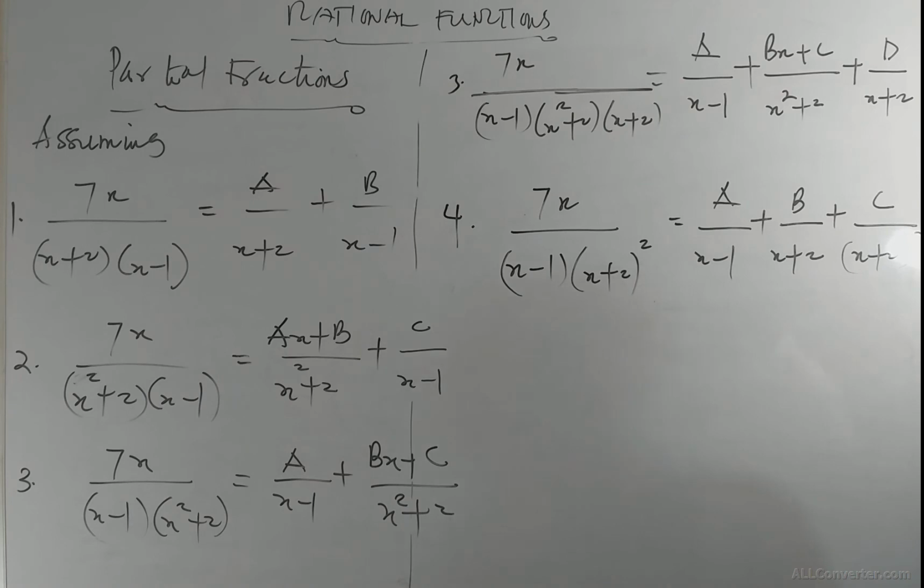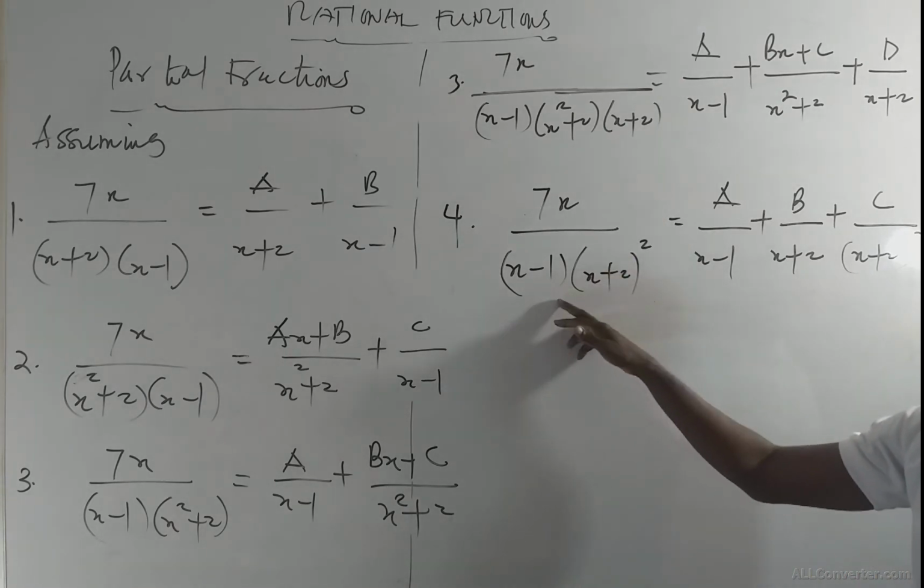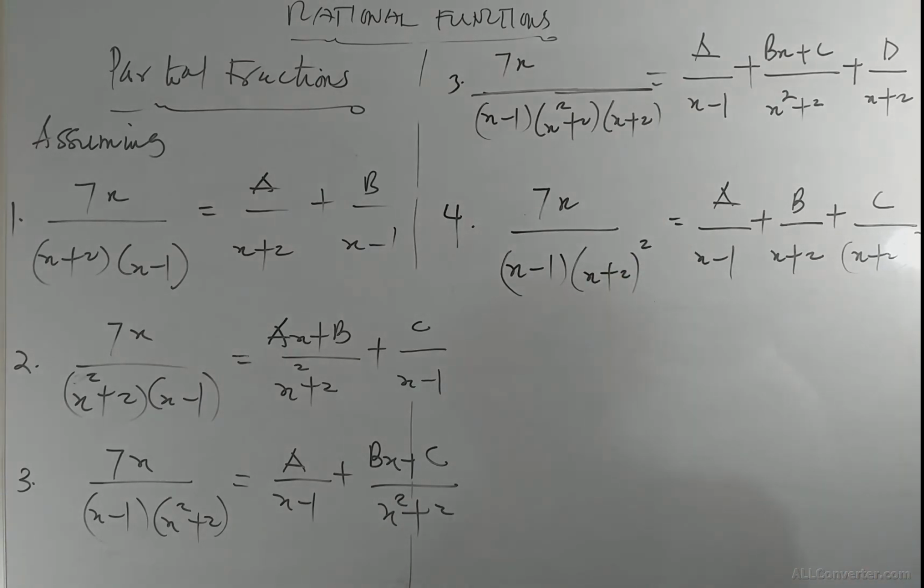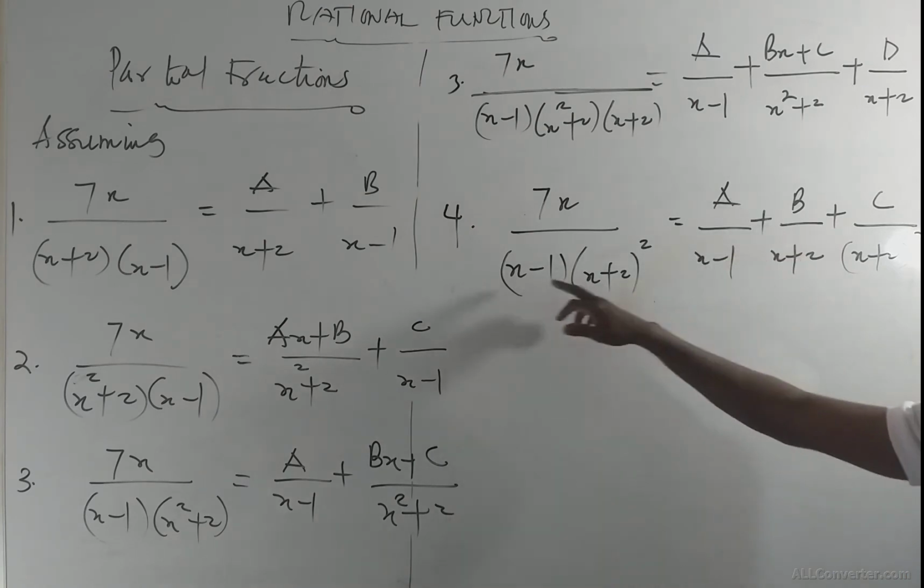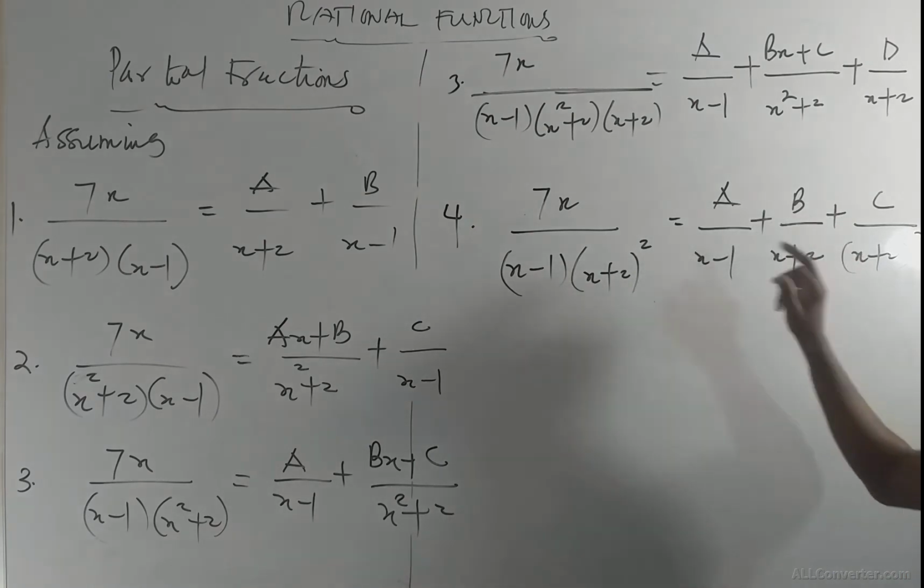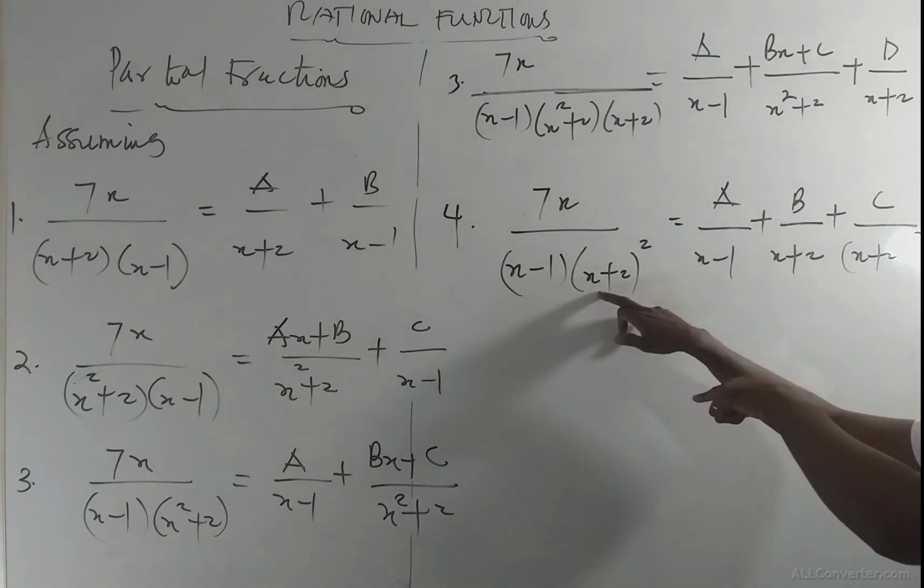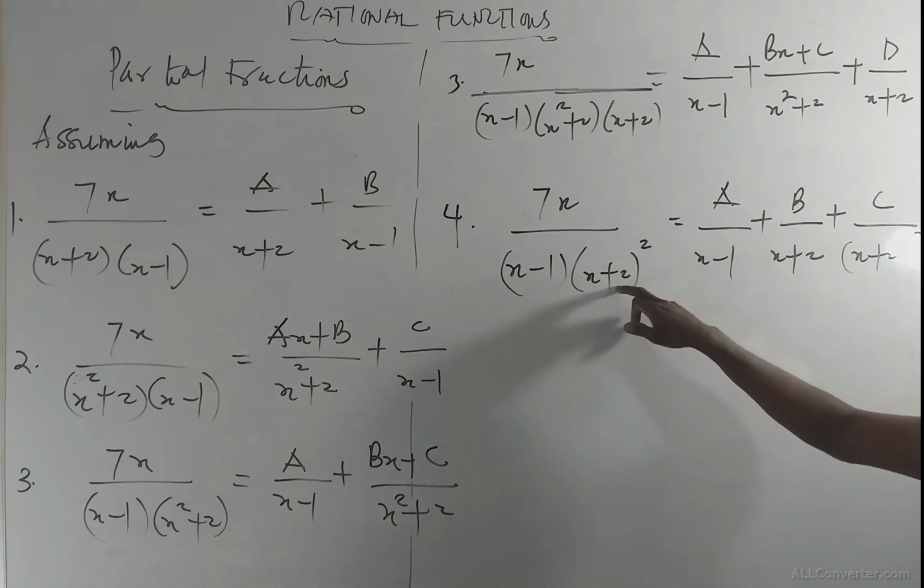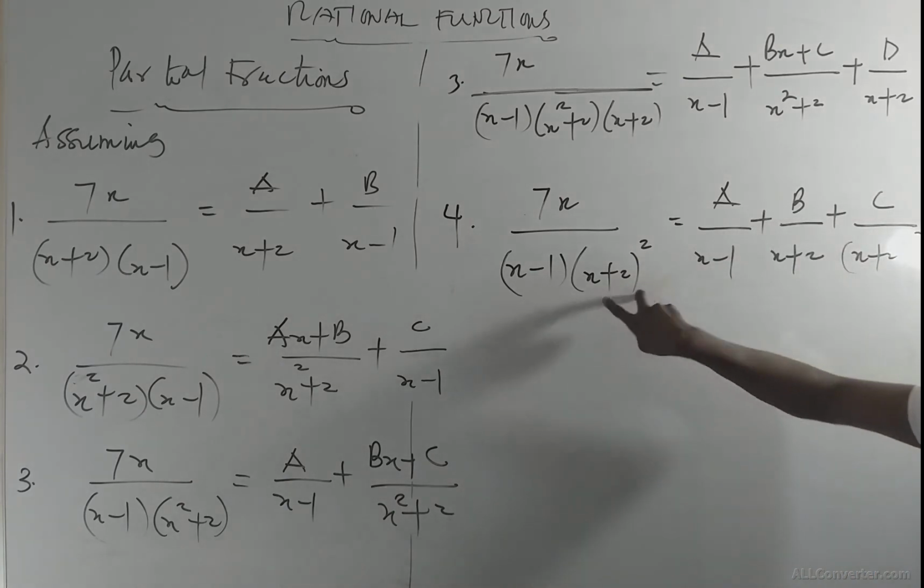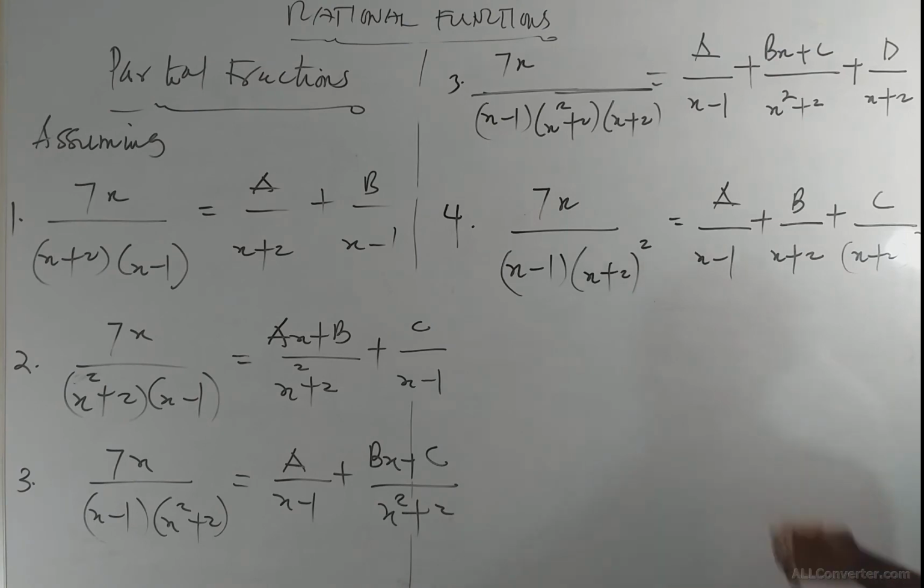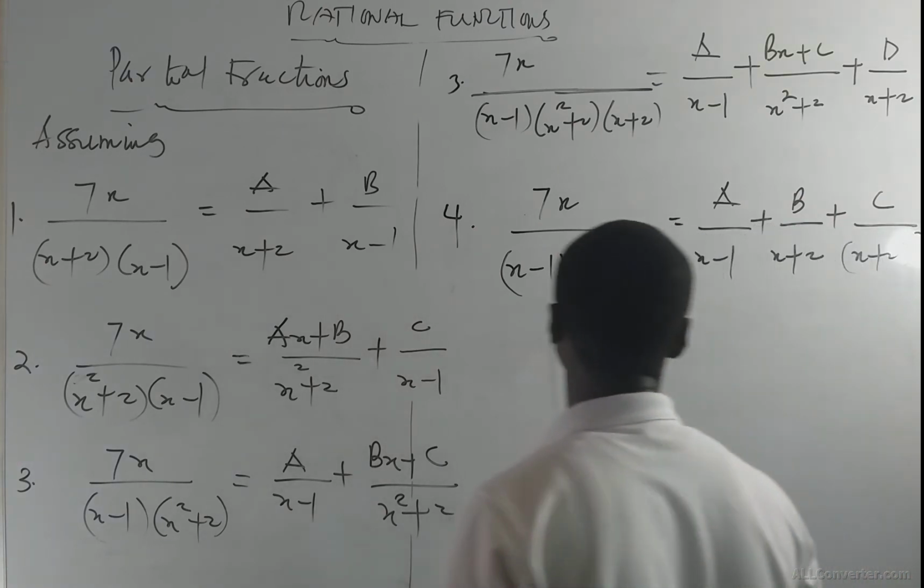That is the difference. So if we have 7x over x minus 1, x plus 2 all squared, then this will be equal to a over the linear factor plus b over the expression you have in the bracket, that's x plus 2, plus c over the whole expression with the exponent. Then we simplify for a, b, and c. So take note of that. This is very, very important.